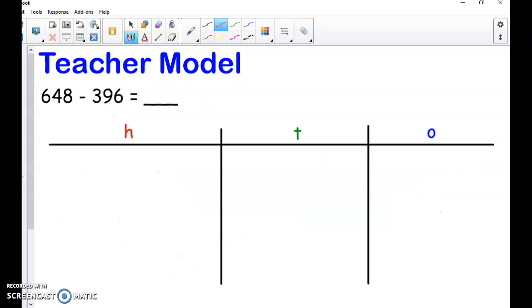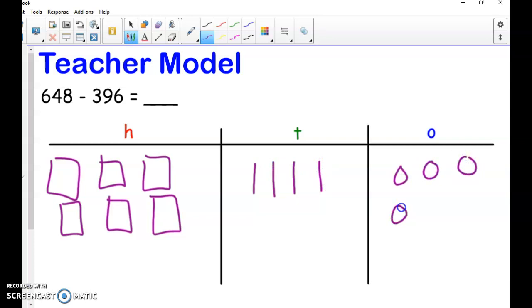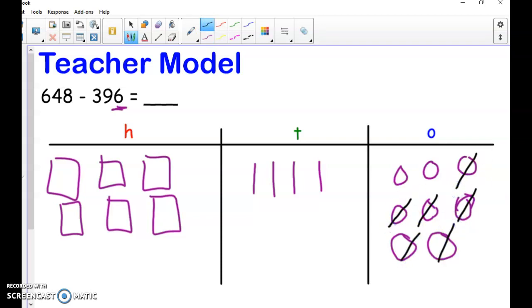648 minus 396. So I'm going to make the number 648: 100s, 200s, 300s, 400s, 500s, 600s, 4 tens, and 8 ones. 1, 2, 3, 4, 5, 6, 7, 8. And I need to subtract 6 ones. Can I subtract 6 ones? Yes. 1, 2, 3, 4, 5, 6. And I'm left with 2 ones.